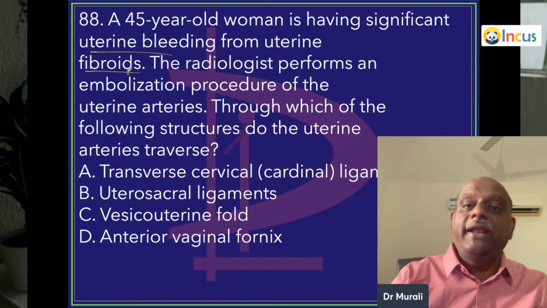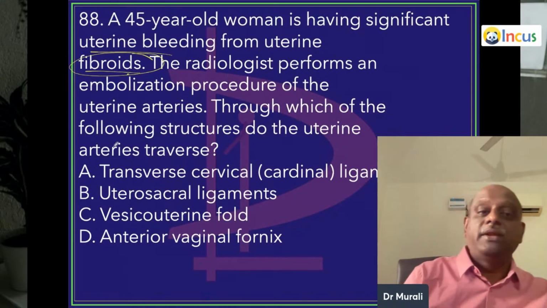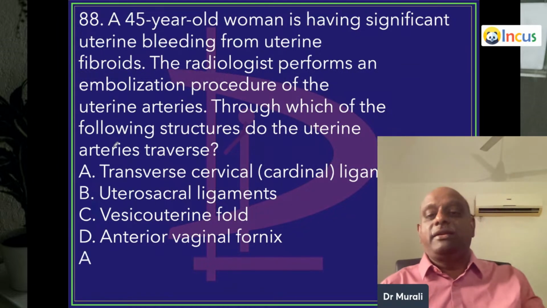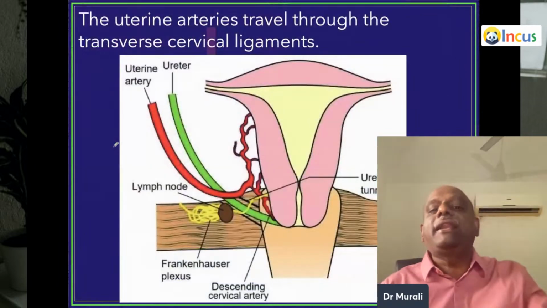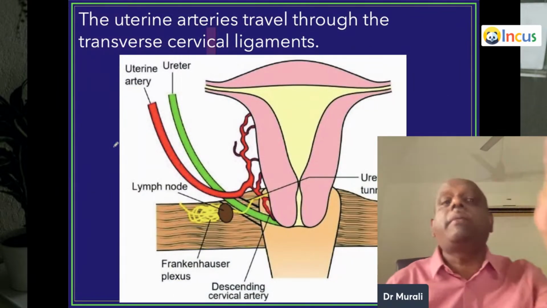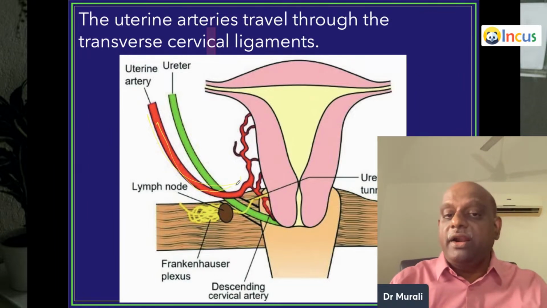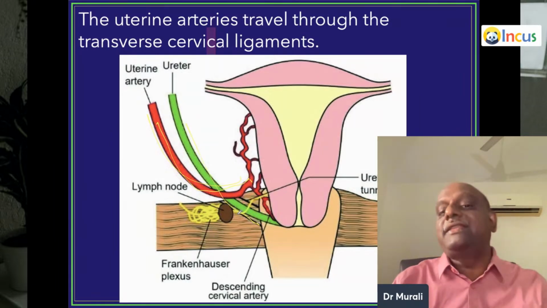45-year-old has uterine bleeding from uterine fibroids. So how do uterine arteries travel? They travel through the transverse cervical ligaments, which are called cardinal ligaments, through which uterine arteries travel. So remember, when uterine artery is going, ureter is passing underneath it.